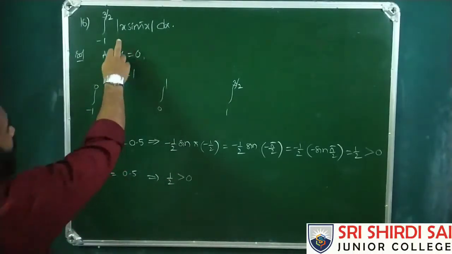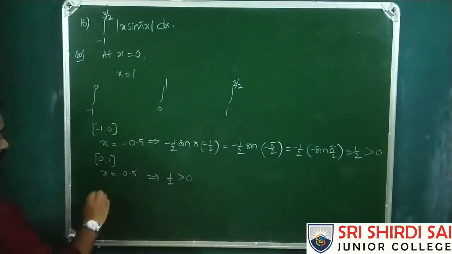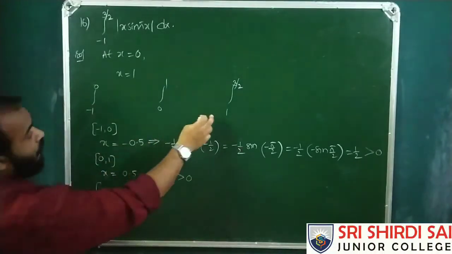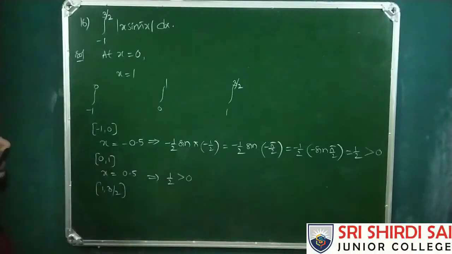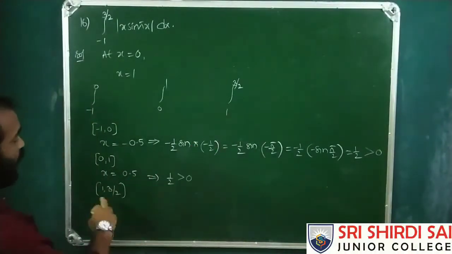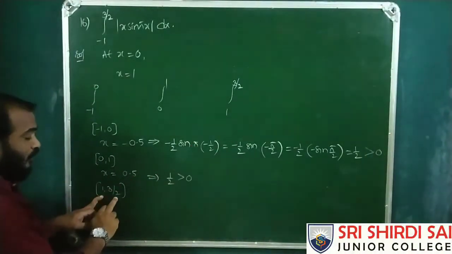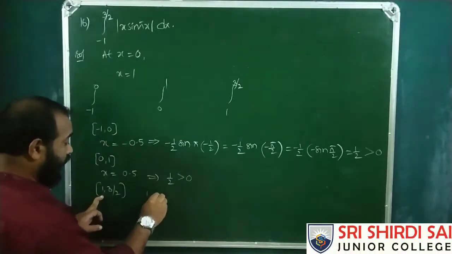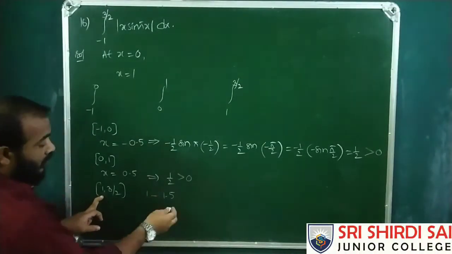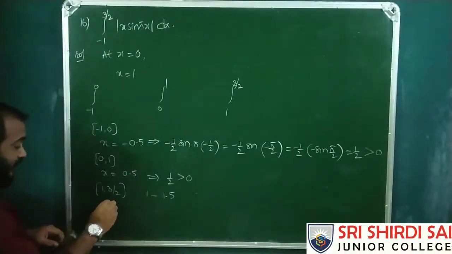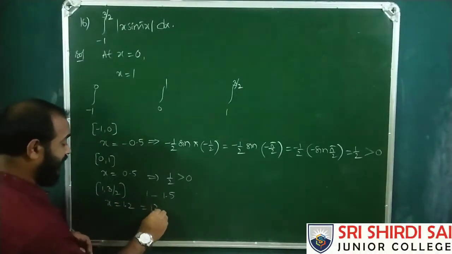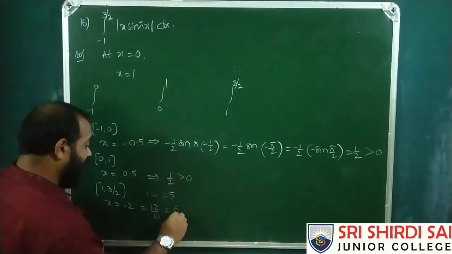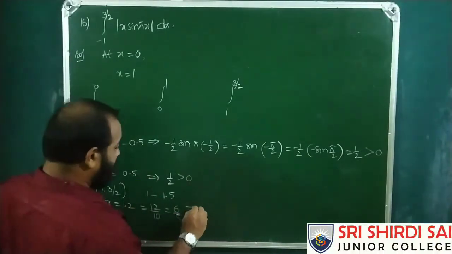That means modulus of x, in 1 to 3 by 2, between this let us take any value in between. 1 is 1, 3 by 2 is 1.5. Between 1 to 1.5 let us take, x is equal to 1 by 2, I will take. 1 by 2 means 12 by 10, which is 6 by 5. And substitute now. Substituting in this.